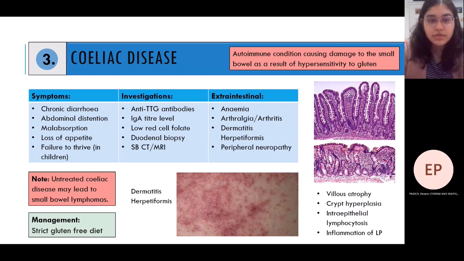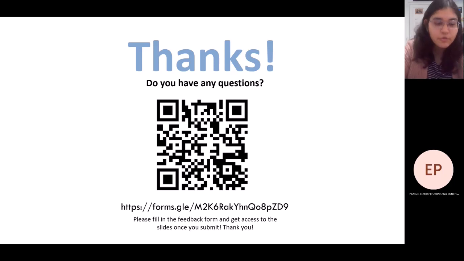And then often keep a lookout for peripheral neuropathy, either secondary to malabsorption, so B12 and folate deficiencies. Untreated celiac disease may also cause patients to develop small bowel lymphomas or cancers. So it's very important that you do get on top of diagnosing these patients and treating them appropriately. And the management is unfortunately just a strict gluten-free diet. So that wraps up the presentation. I hope it was useful, and I'm happy to take any questions.